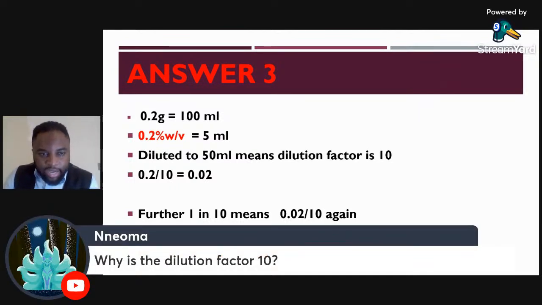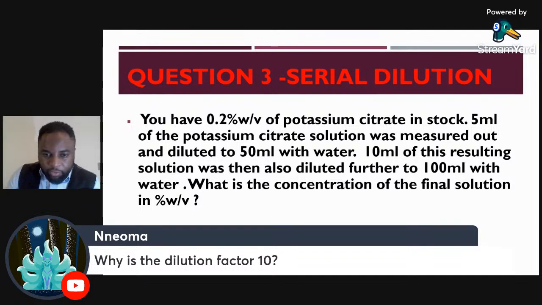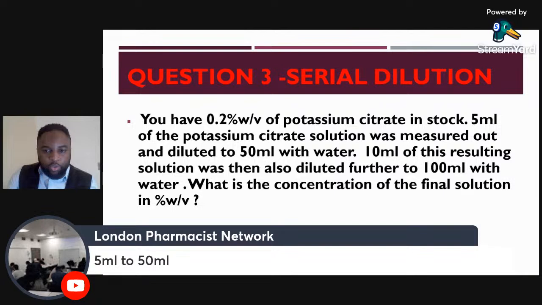Someone's asking, why is the dilution factor 10? The first time we went from 5 ml to 50 ml. Anybody, what is the dilution factor from 5 ml to 50 ml? The way you calculate the dilution factor is divide the big one by the small one, and the dilution factor is the answer it gives you. The big one is 50, the small one is 5 ml, so the dilution factor is 10.